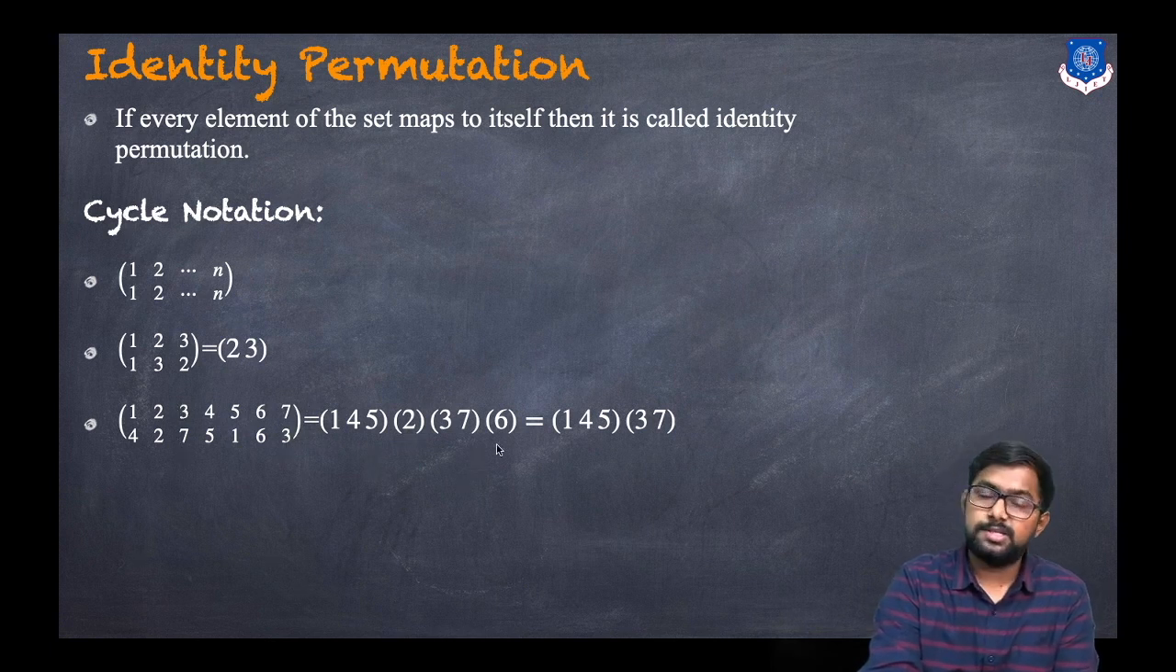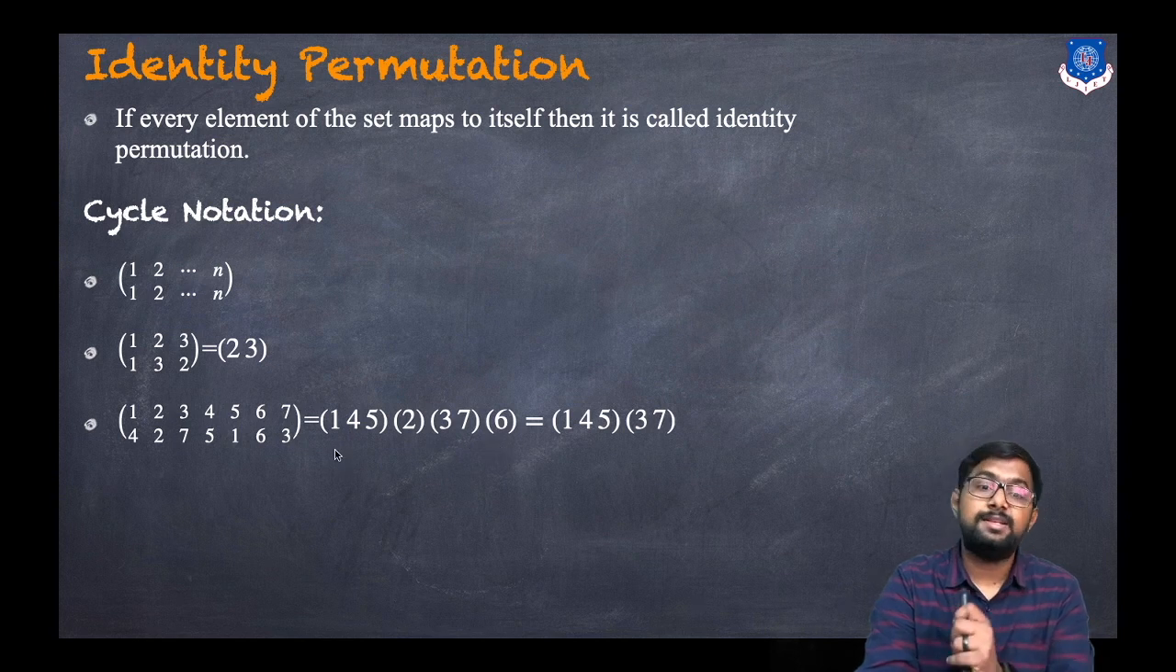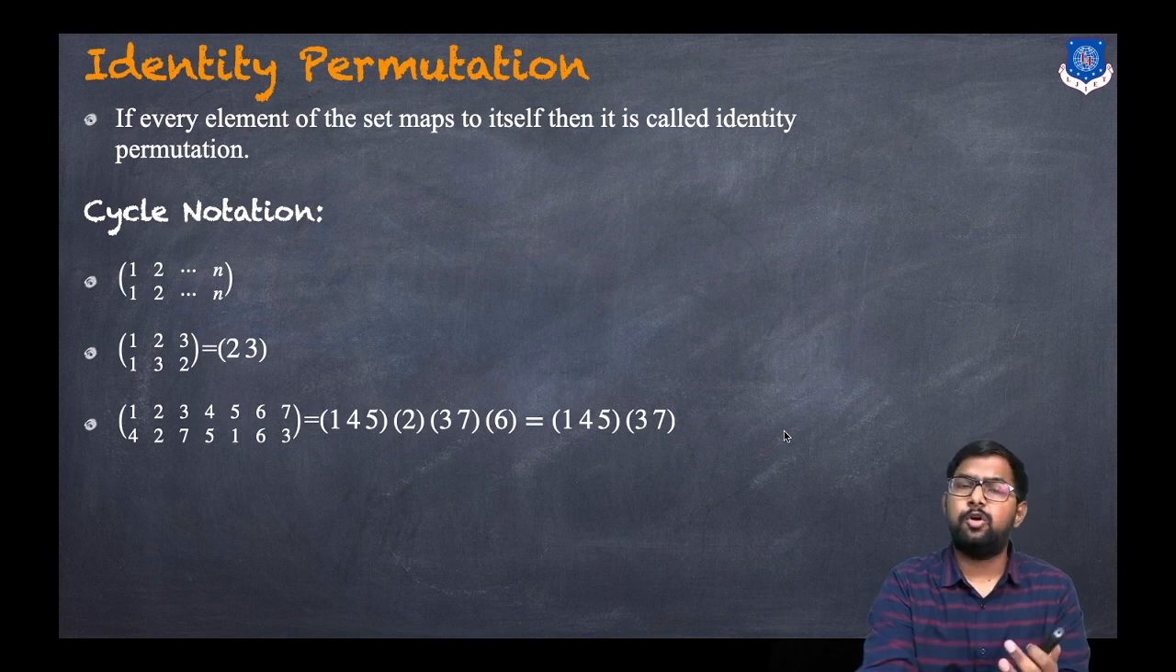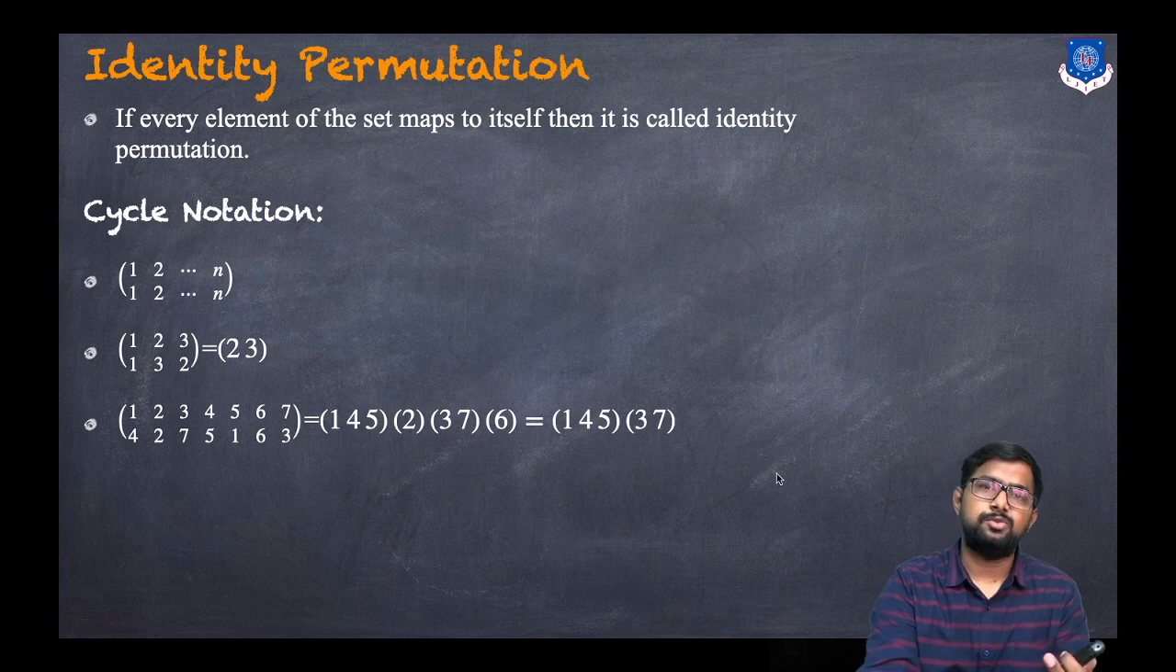So one cycle is completed. So 3, 7. And last 6 goes to 6. So a cycle having one element. But the final answer will be what? This 1, 4, 5 cycle and 3, 7. So that means this 2, if we don't write 2 and 6, then it is very obvious that 2 goes to 2 and 6 goes to 6.